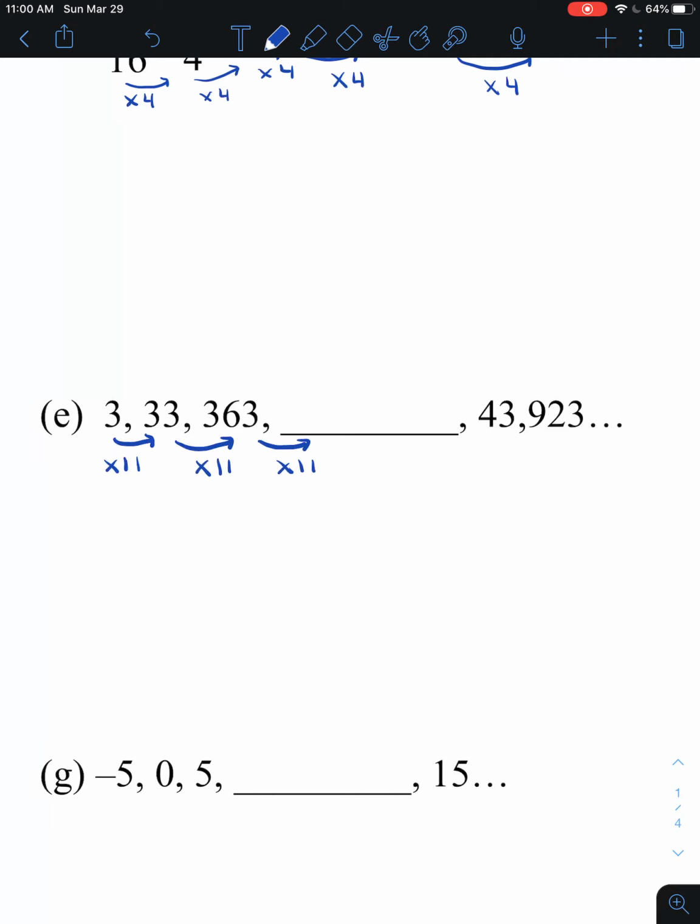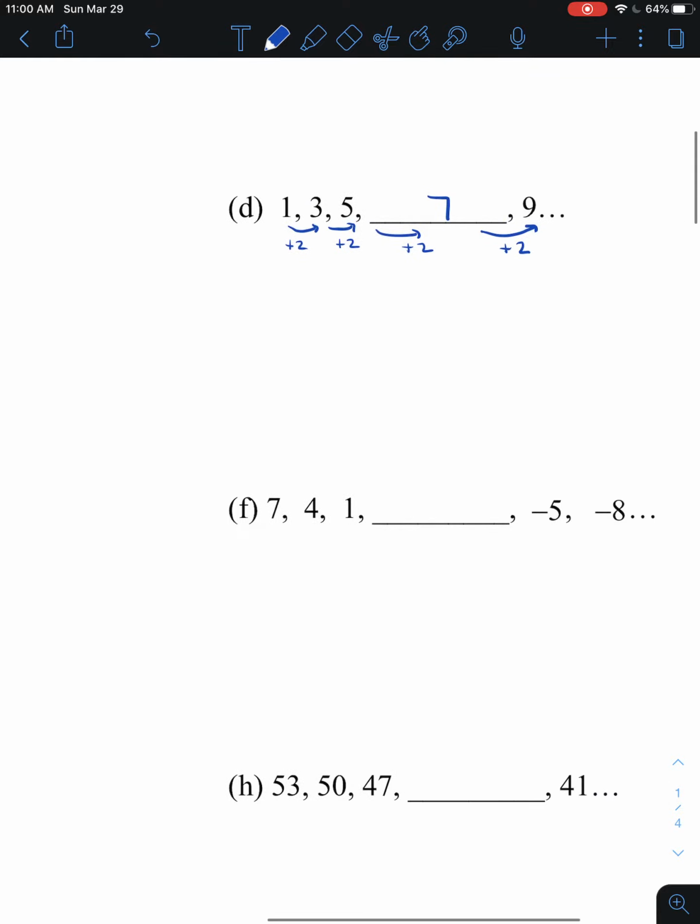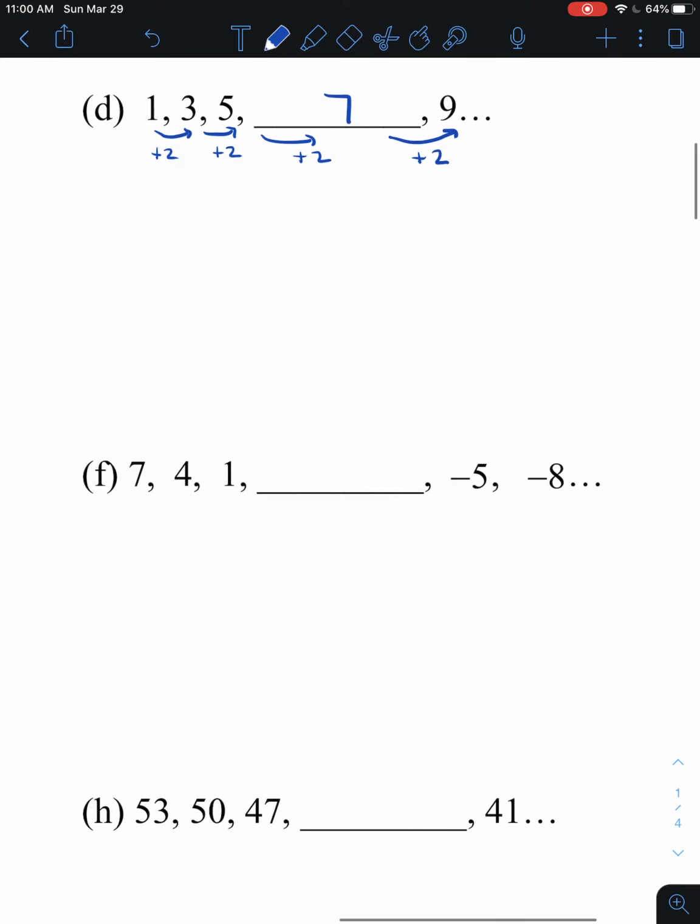So now let's take 363 and times it by 11. And you should get 3,993. And then just to confirm that this pattern continues correctly, if you multiply that by 11, you do get 43,923. Okay, now let's look at F.